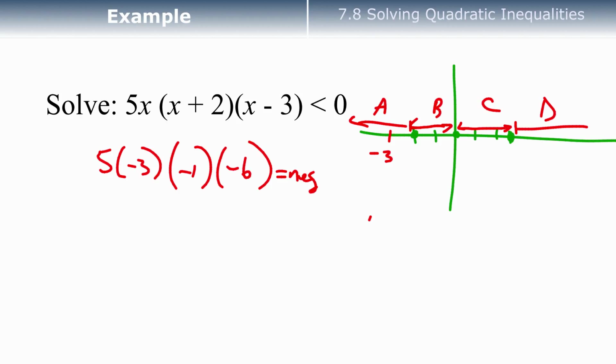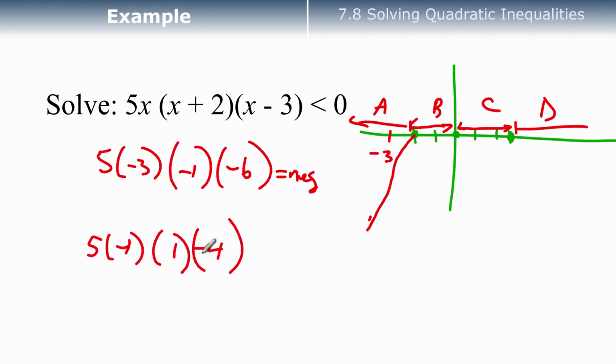So the graph's got to be doing something like coming up like this, but it's got to be below the axis. Let's see what happens in this B interval. So why don't we try a negative 1? Let's plug in a negative 1 everywhere I see an x. Negative 1 plus 2 would be a 1. Negative 1 minus 3 is a negative 4. Okay, if I multiply all this stuff together, that's a negative 1.